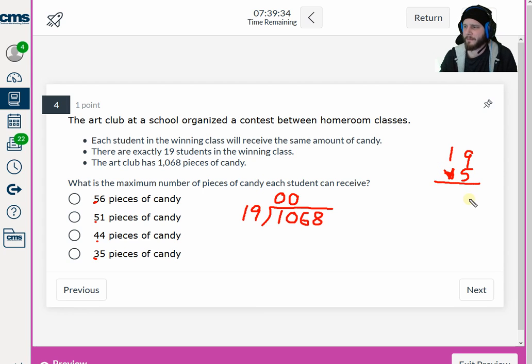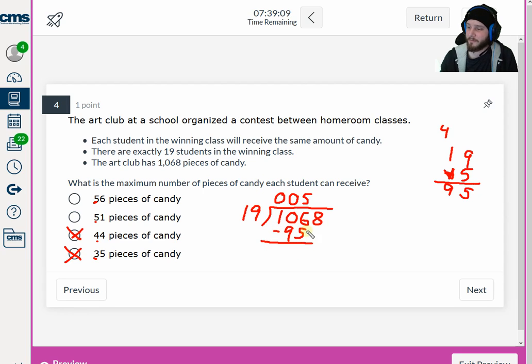So 5 times 9 gives me 45. Carry my 4. 5 times 1 gives me 5 plus 4 gives me 9. 95. So yeah, 5 times will work. So I can already start crossing out my answers. I know it's not going to be either one of them. 5 times 19, that's 95 that we're subtracting.